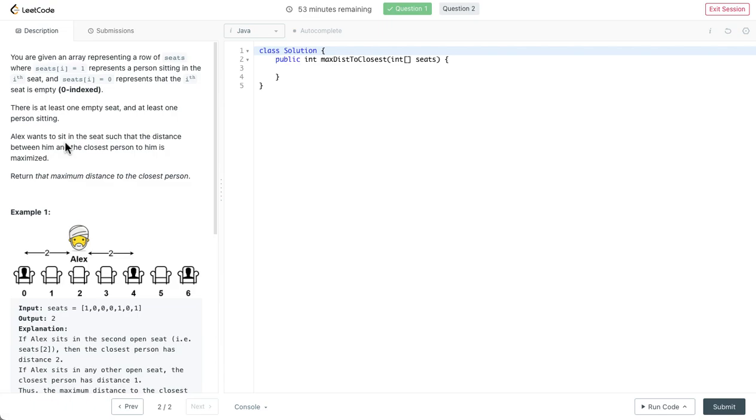Okay, it seems more complicated. We are given an array representing a row of seats where seats[i] equals 1 represents a person sitting in the i-th seat, and seats[i] equals 0 represents that the seat is empty. There is at least one empty seat and at least one person sitting. Alex wants to sit in the seat such that the distance between him and the closest person to him is maximized.